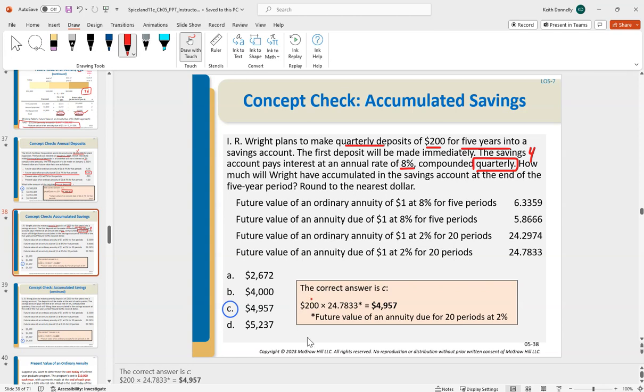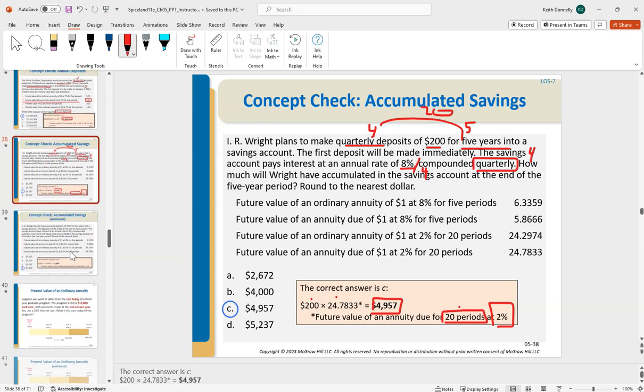So we're putting $200 in each payment, but the total number of payments is 20 periods, because it's quarterly, 4 times a year, times 5 years. That's where we get the 20. And then the interest rate here, it's 8% compounded quarterly, so 2%. So you kind of have to convert here. It's not as simple as just plugging that number in. We're looking at 49.57. That's the idea with it.